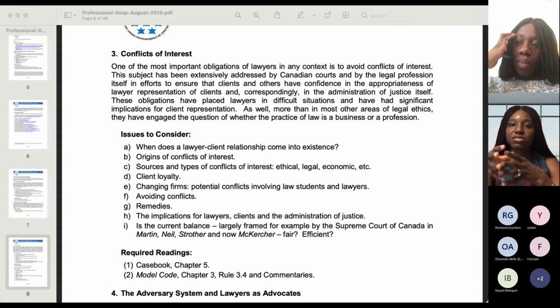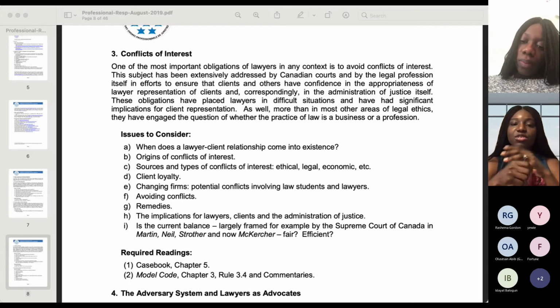But there's a whole host of things that should be done. First of all, seeking the consent of both parties. If both parties tell you to go ahead, even though you have declared that there's a conflict of interest, then you can go ahead. And there's some other things that you have to check.